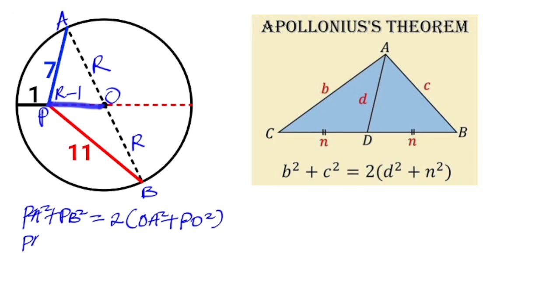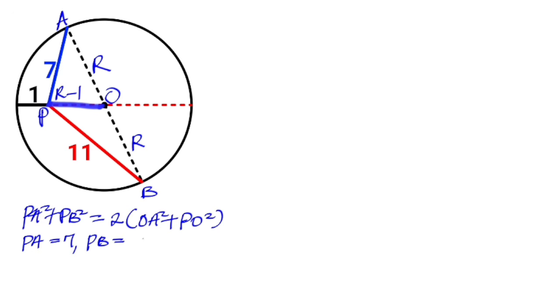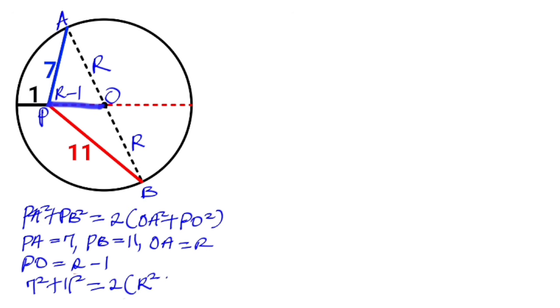PA is equal to 7. PB is equal to 11. OA is equal to R. And PO is equal to R minus 1. Substituting these values into the formula gives us 7 squared plus 11 squared is equal to 2 times R squared plus (R minus 1) squared.